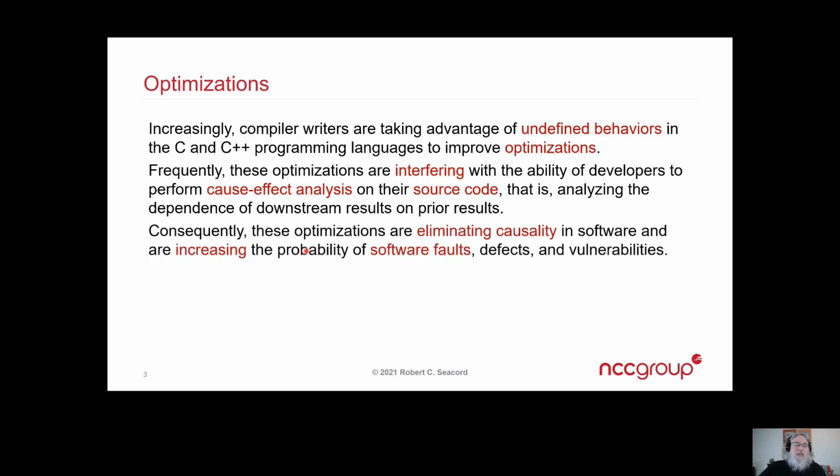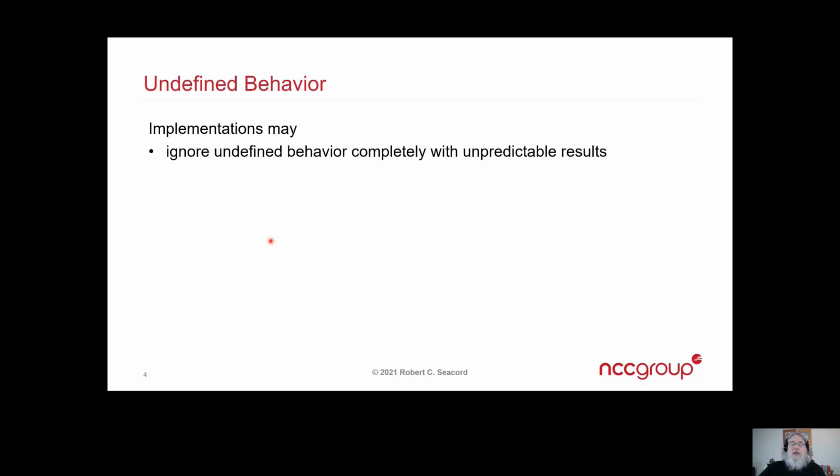So these optimizations increasingly are eliminating causality in software and increasing the possibility of software faults, defects, and subsequent vulnerabilities arising from those defects. Undefined behavior in C and C++ is not all that well understood. Basically, when a compiler encounters undefined behavior, it can ignore that completely with unpredictable results. In the C Standards Committee, they tend to say the compiler is free to go off and play the game of life. I think I've heard other people talk about nasal demons.